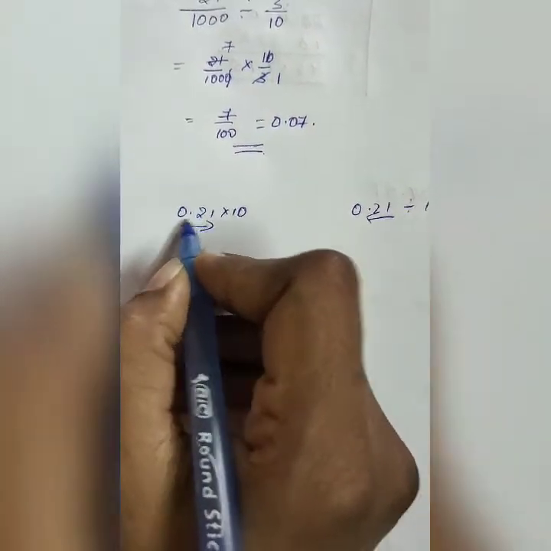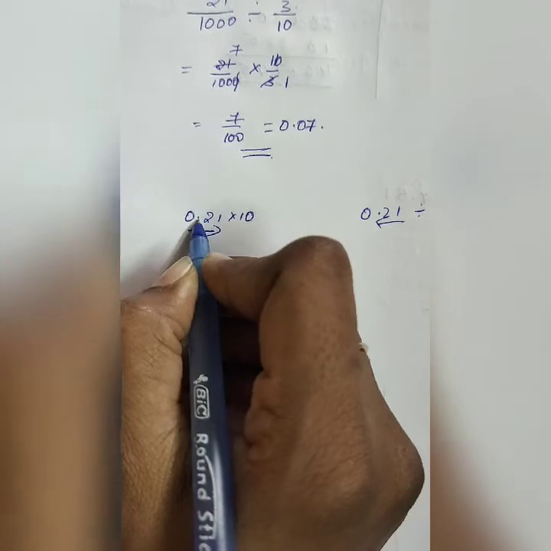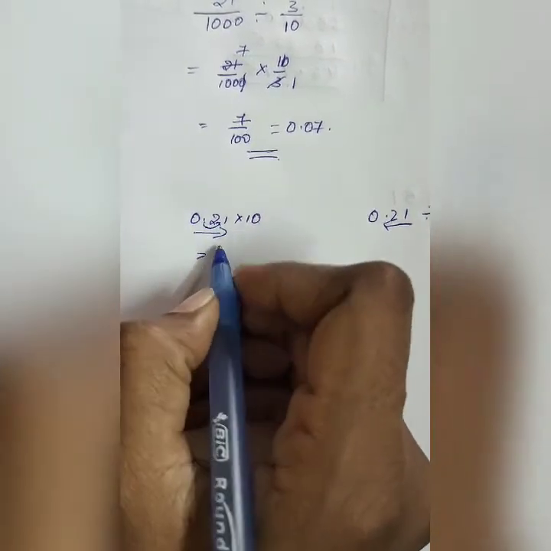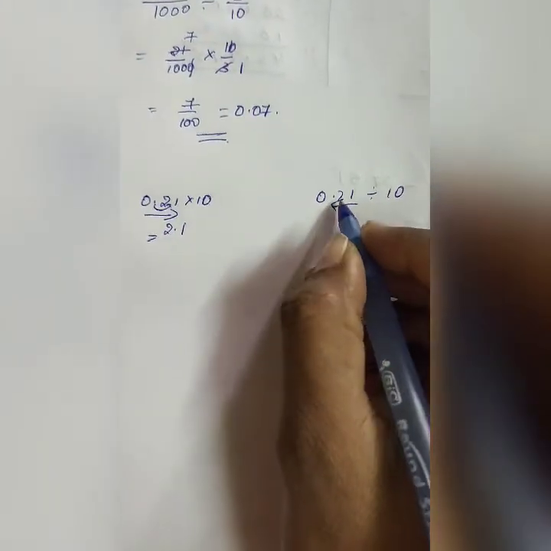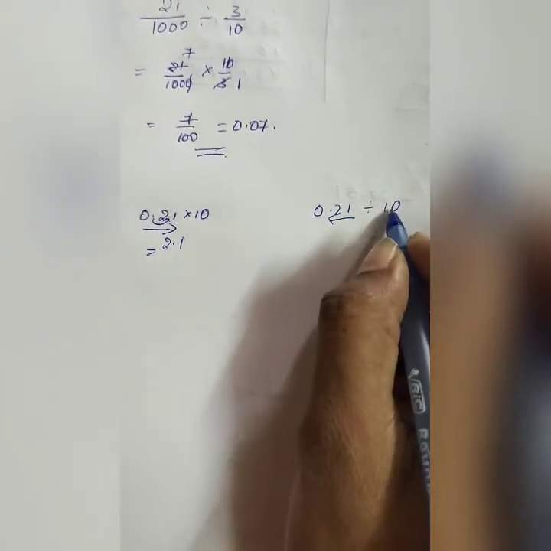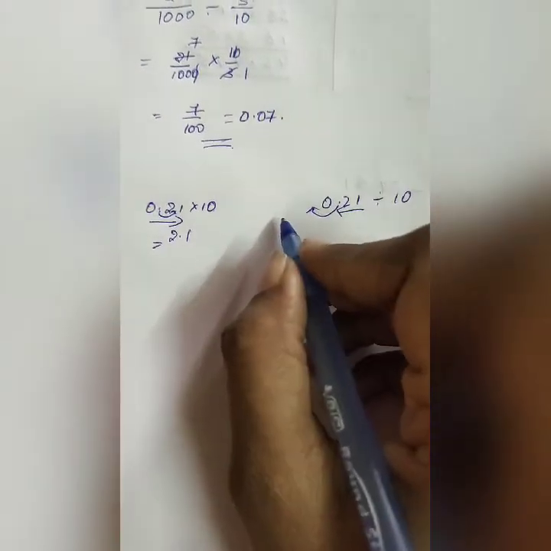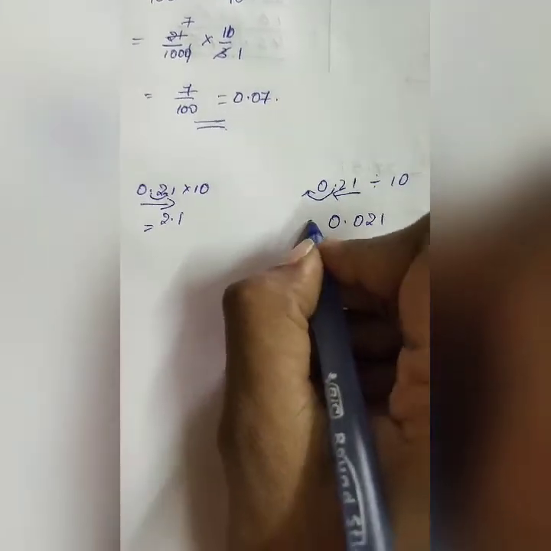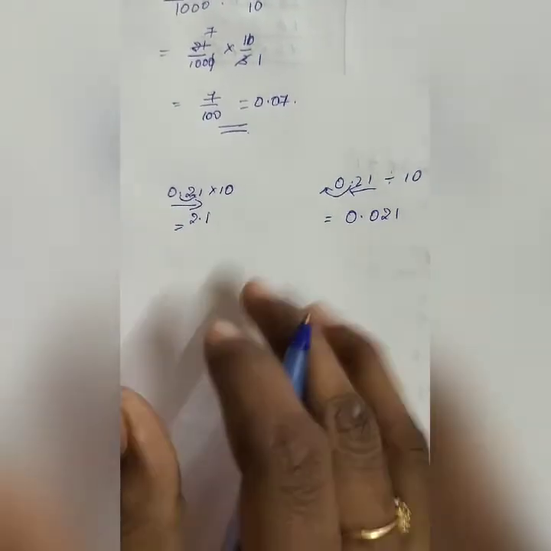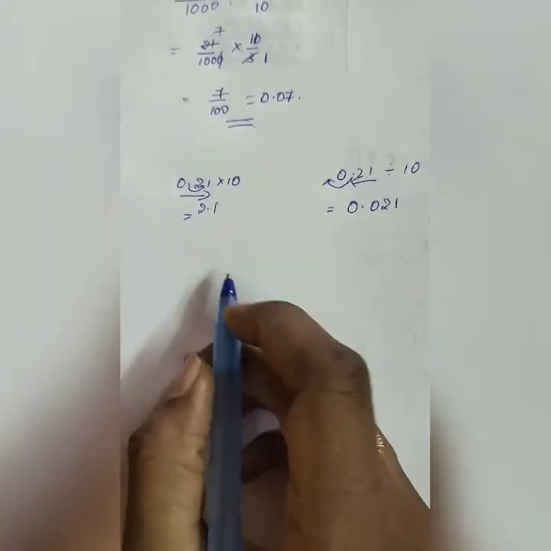Okay, see, what will be the answer? I am multiplying by 10, so move the decimal point one digit after, that is 2.1. Okay, now I am dividing by 10, so the decimal point has to move this side, that is right to left, that is 0.021 is the answer. Okay, this is the way you have to understand, and please do remember this.